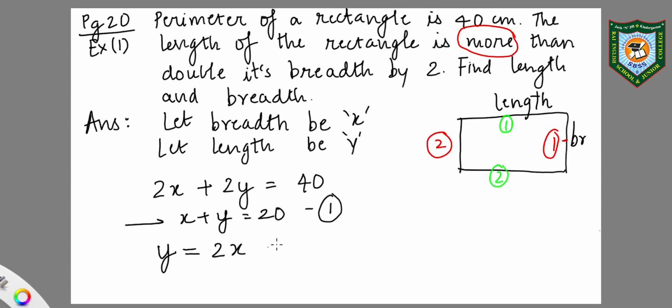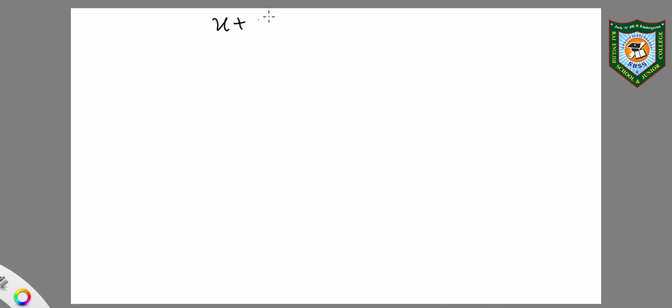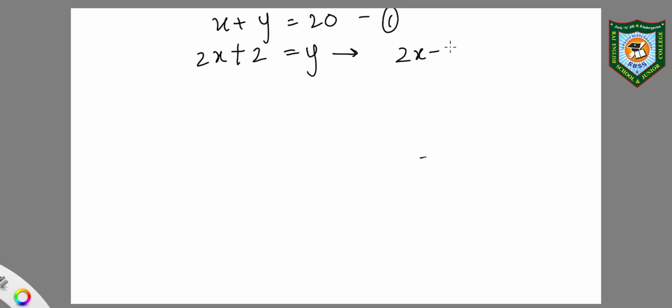So more than means plus sign comes over, and the value that it is more than by is 2. So this is my equation number 2. I'll write these equations on the next slide. I have x plus y is equal to 20, equation number 1, and I have 2x plus 2 is equal to y. If I solve this, I'll get 2x minus y is equal to minus 2, which is my equation number 2.